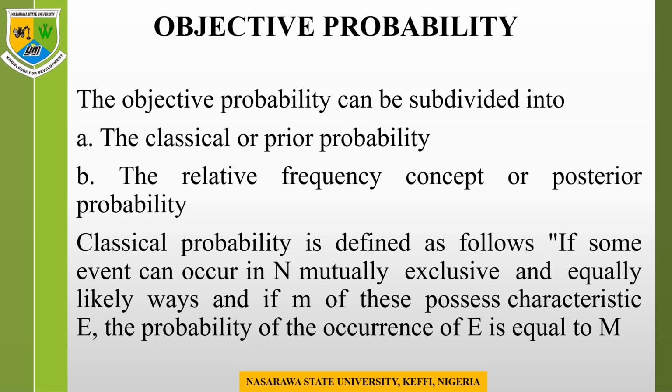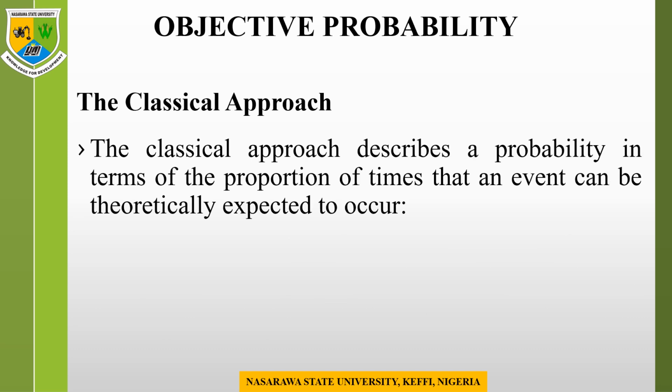The classical probability, as one of the categories of objective probability, is defined as follows. If some event can occur in N mutually exclusive and equally likely ways, and if M of these possesses characteristic E, the probability of the occurrence of E is equal to M over N. That is called classical. For example, if you toss a coin, it may give you either a head or a tail. So the probability of E for that particular event is 1/2, because the total number of events that will occur is 2. That is the total samples, the sample space. So if it is classical, this is going to be 1/2. For example, if you roll a die, which has how many sides? 6 sides. If you roll it, the probability of E is going to be 1/6.